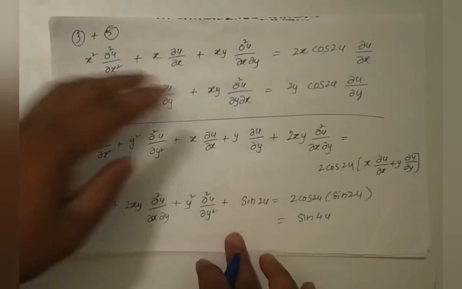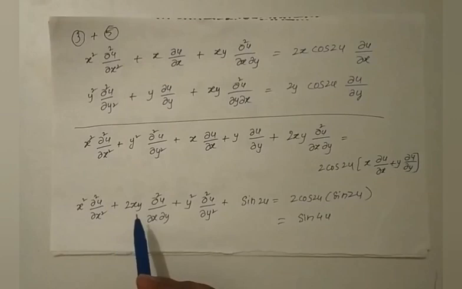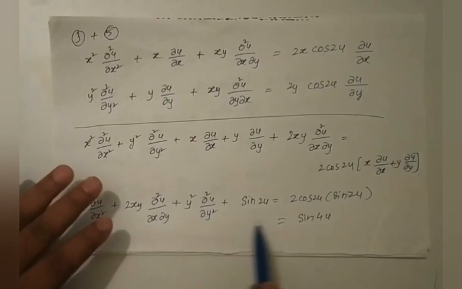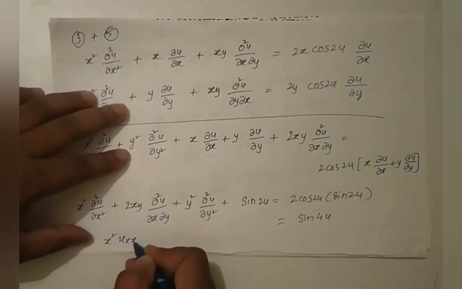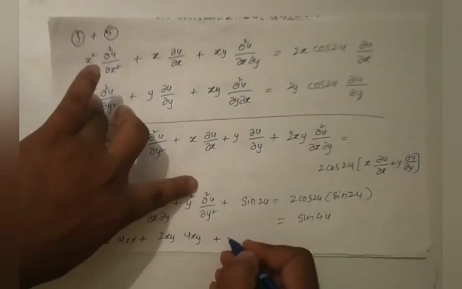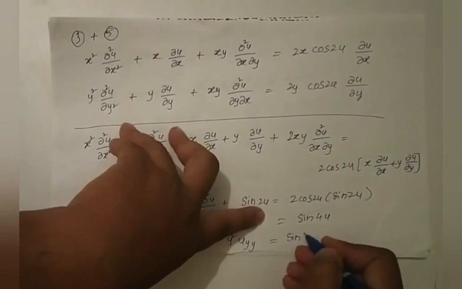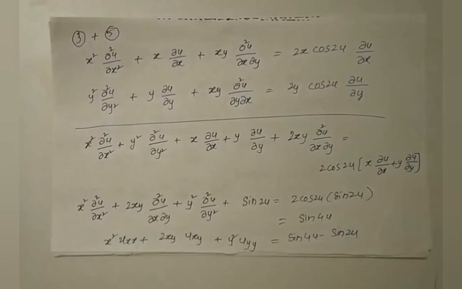Sin 4u. So finally we get x² ∂²u/∂x² plus 2xy ∂²u/∂x∂y plus y² ∂²u/∂y² is equal to sin 4u minus sin 2u. Write down: x² uxx plus 2xy uxy plus y² uyy is equal to sin 4u minus sin 2u. Very, very important problem, please remember it, please do practice.